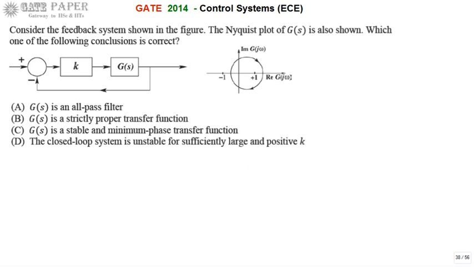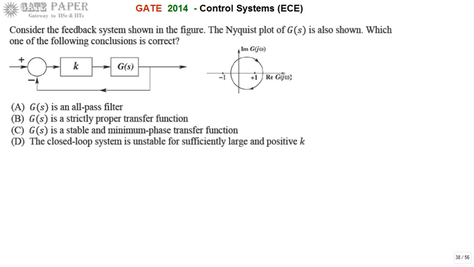Hello, we are discussing the GATE 2014 ECE paper. Look at the feedback system shown, and the Nyquist plot of G of S is also given. Which one of the following conclusions is correct? G of S, that is the open loop transfer function, is an all pass filter, or is a strictly proper transfer function, or is a stable and minimum phase transfer function, or the closed loop system is unstable for sufficiently large and positive K.